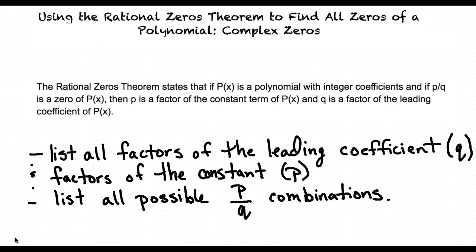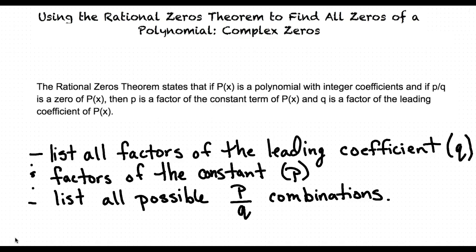That means that in order to find the rational zeros of a polynomial, we list all the factors of the leading coefficient, and these values are all the possible values of q. And we'll list all the factors of the constant, and these values are possible values of p. We will then list all possible p over q combinations.